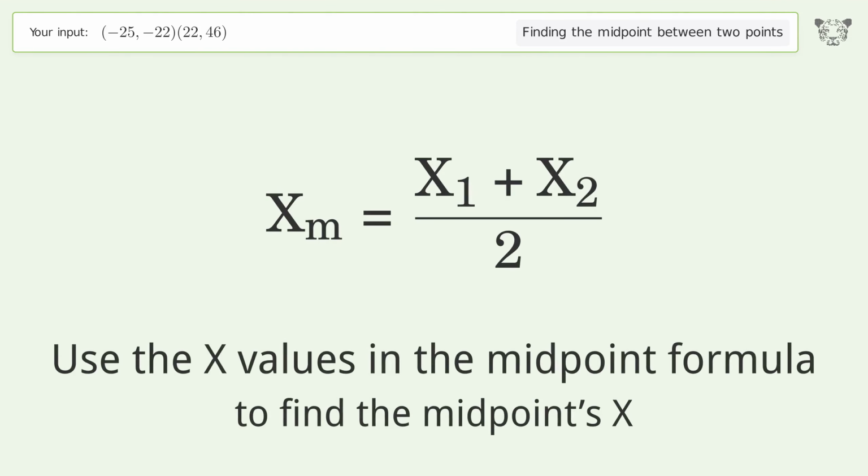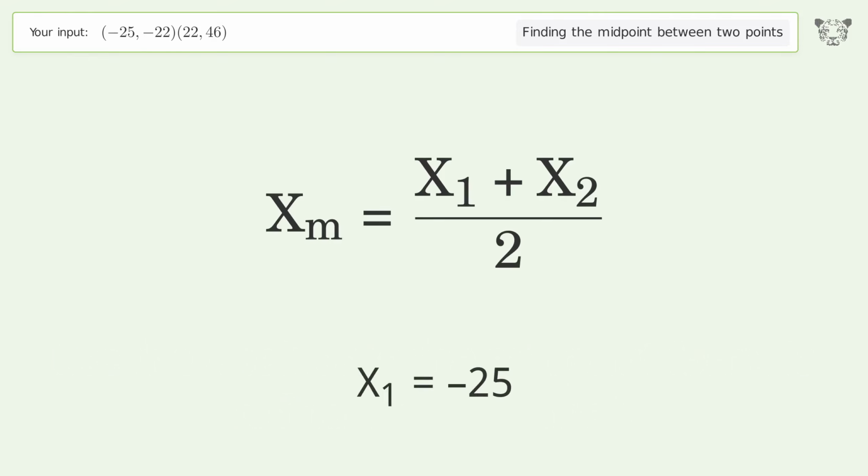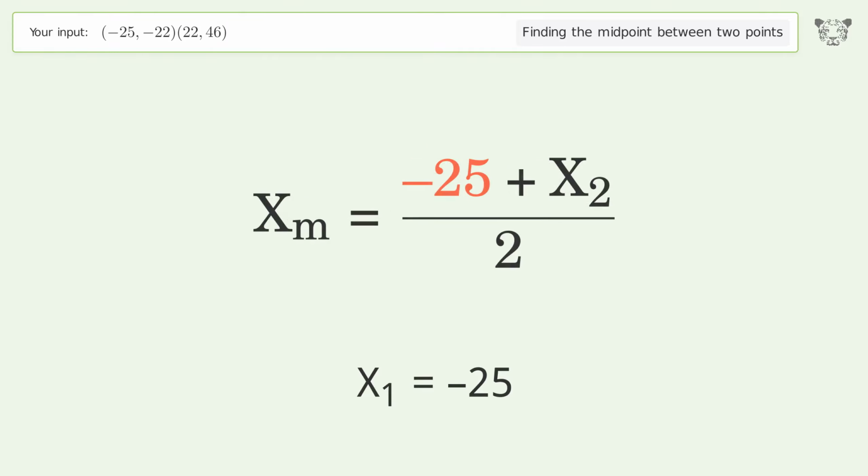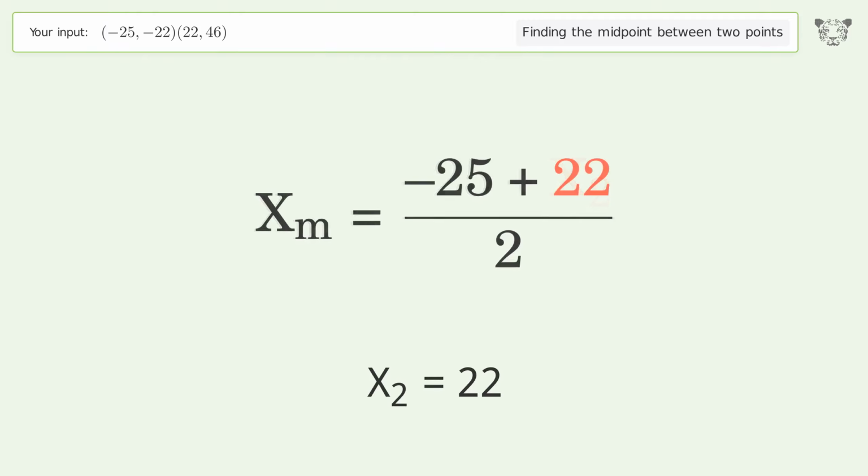Use the x values in the midpoint formula to find the midpoint's x. x1 equals -25. x2 equals 22. Simplify the arithmetic.